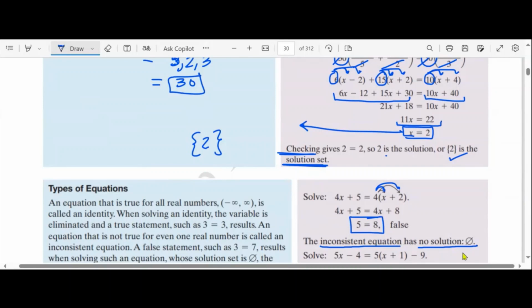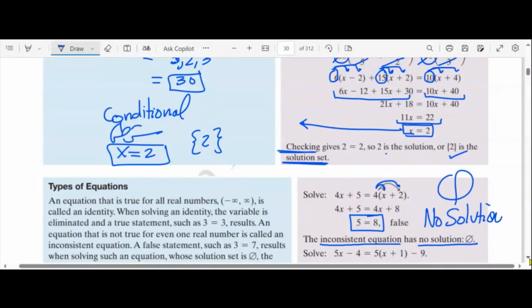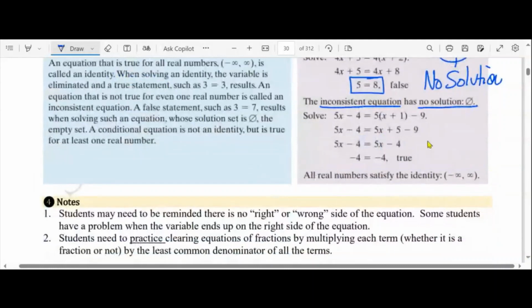Okay? So this one, we can call it conditional. What does conditional mean in English? Yes. That means x has to equal what? 2. For this one, we say no solution. How can you write this in mathematics? Alpha. Is this clear? Yeah.